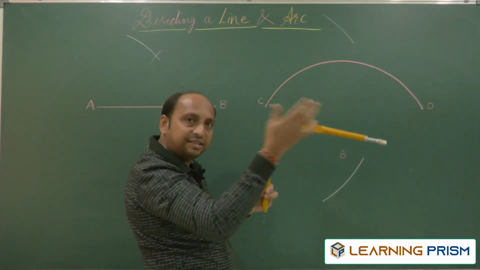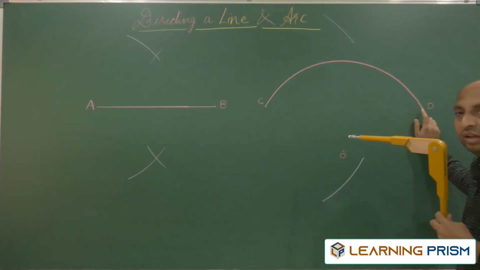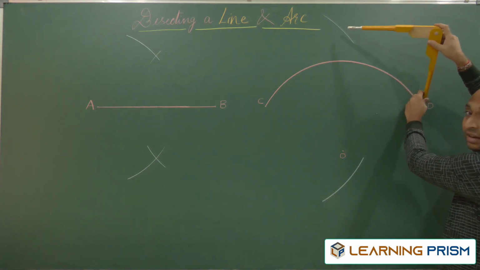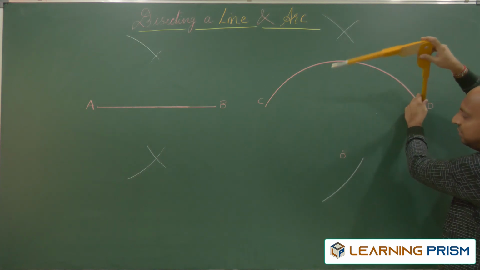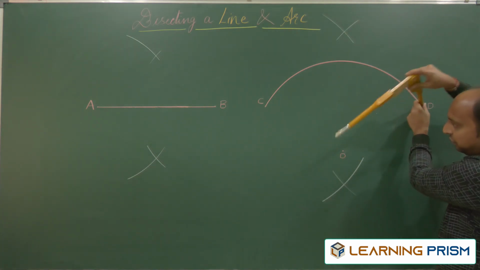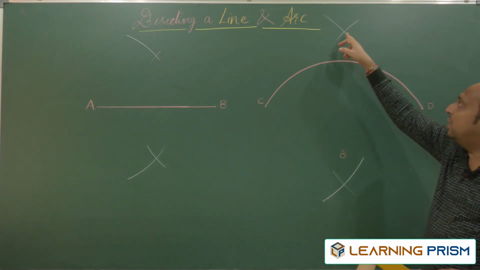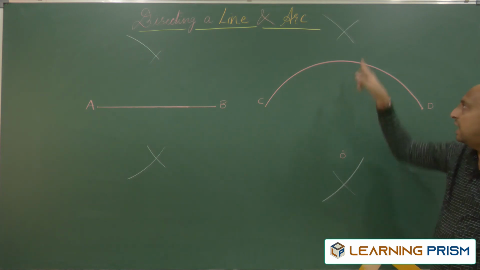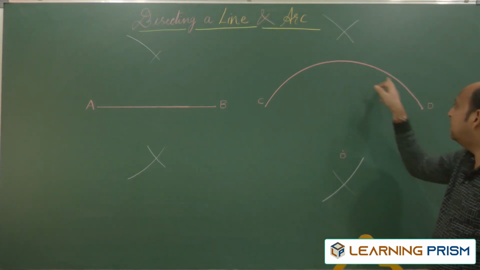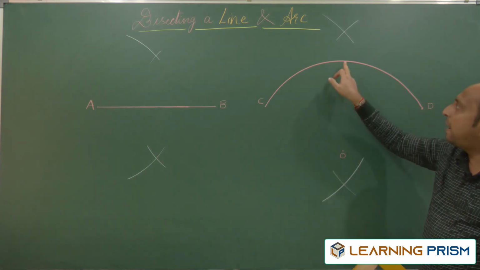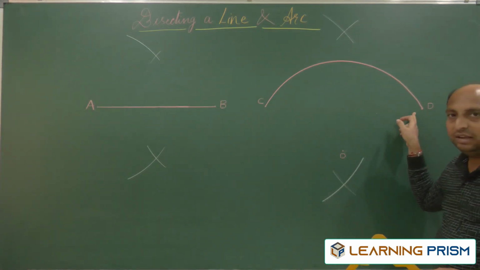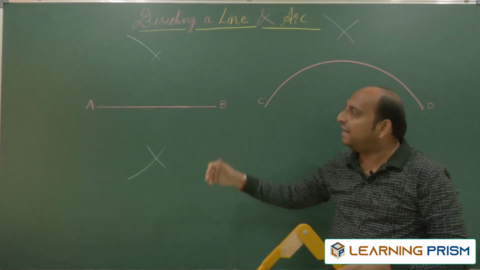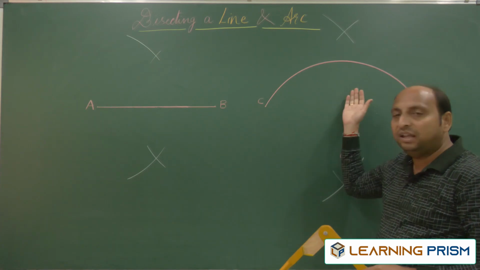Similarly, now with the same radius, with D as the center, cut the already drawn arcs. So again, if you draw a line passing through these two intersecting points, that line is going to bisect the arc CD. That means it will pass through the midpoint of CD. So this is how the procedure works for bisecting any line or any arc.